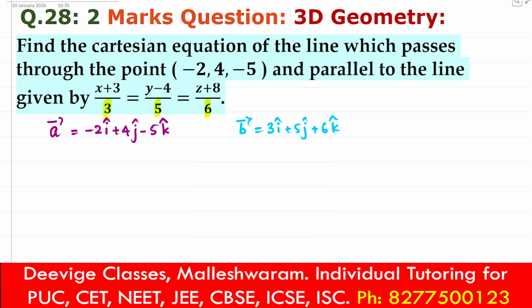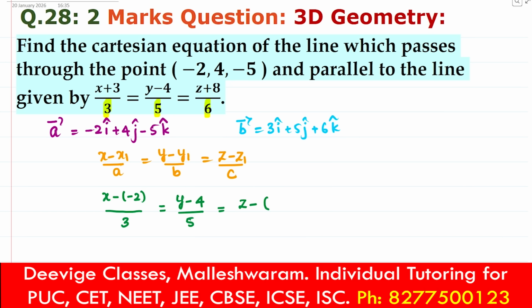So now the question is only Cartesian form, now we have to write. So the Cartesian form of the equation is (x minus x1)/a = (y minus y1)/b = (z minus z1)/c. So similar to the last question we did, in the same way now x1, y1, z1 values and a, b, c values we have to substitute. (x minus of minus 2)/3 = (y minus 4)/5 = (z minus of minus 5)/6, which is (x plus 2)/3 = (y minus 4)/5 = (z plus 5)/6, the Cartesian form of the equation.